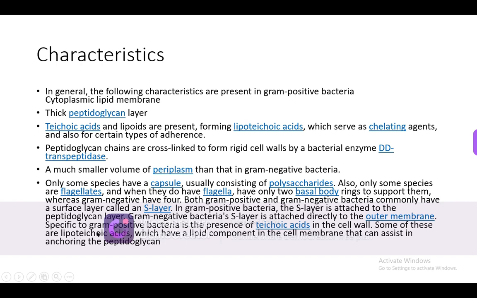Specific to the gram-positive bacteria, again, is the presence of the teichoic acids. Now, teichoic acids in the cell wall. Some of these are the lipoteichoic acids, which have a lipid content of the cell membrane that can assist in anchoring the peptidoglycan. That is why they retain the stain. And the action of those antibiotics is very positive to kill these bacteria. And they become bactericidal in this sense.